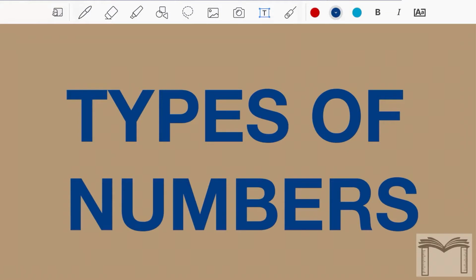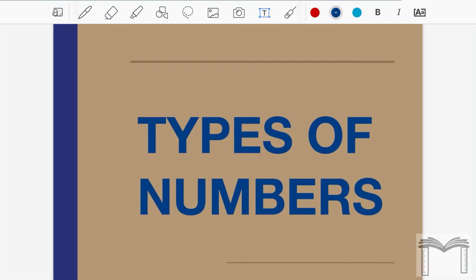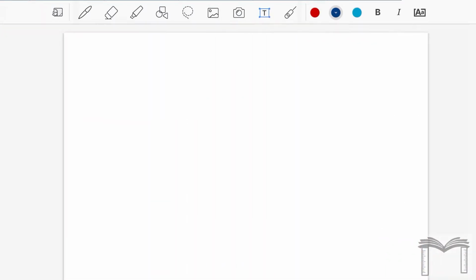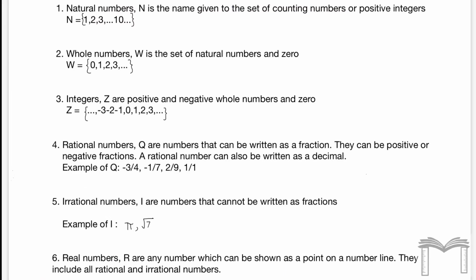Types of numbers, or as some persons call it, classification of numbers. In this topic, we are going to discuss natural numbers, whole numbers, integers, rational numbers, irrational numbers, and real numbers. We will begin with natural numbers.